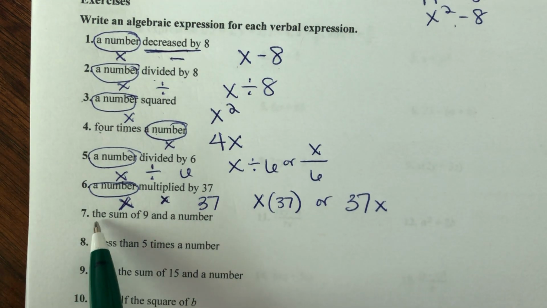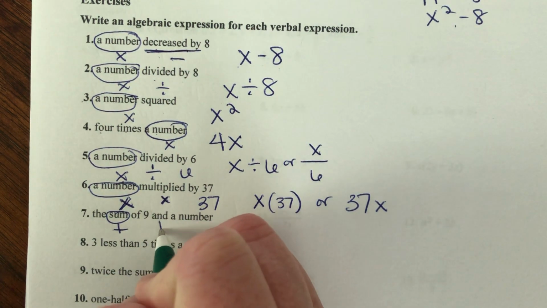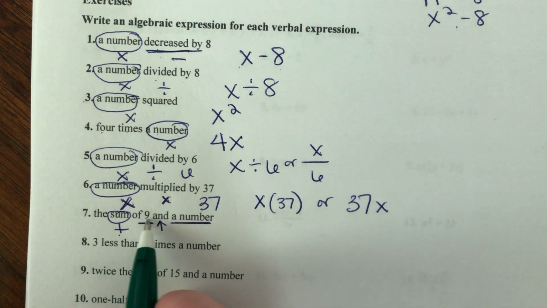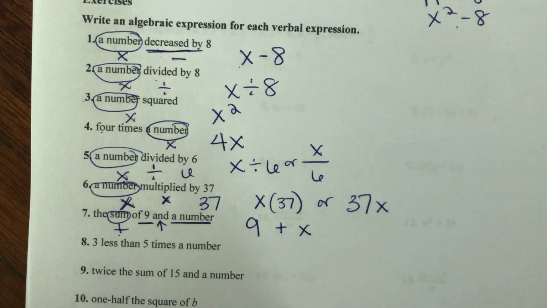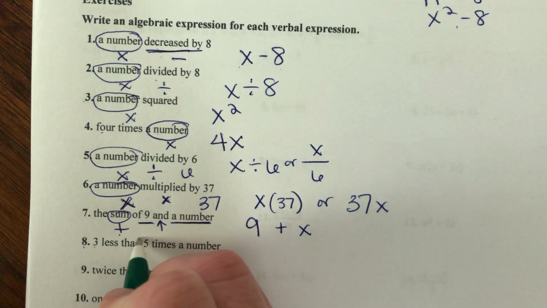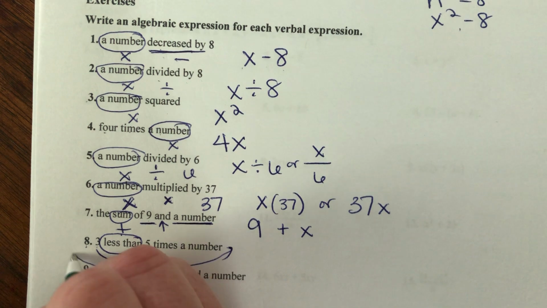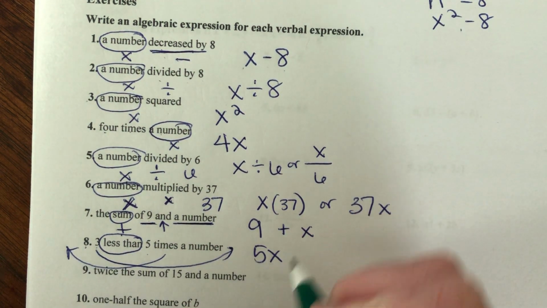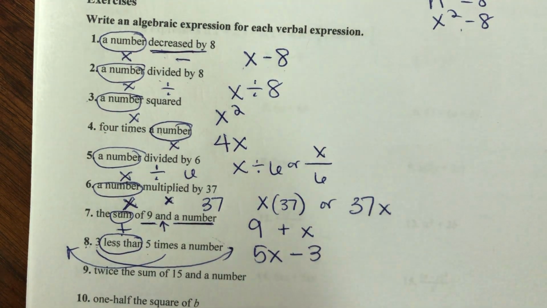I know I said I would stop at 6. The sum, so we're adding, of, here's our separator, so it's something and something. The sum of 9 and a number, 9 plus x. 8, 3 less than 5 times a number. Less than means we switch the order, so 3 goes in back. This goes in front. 5 times a number would be 5x, but it's 3 less than that, so minus 3.